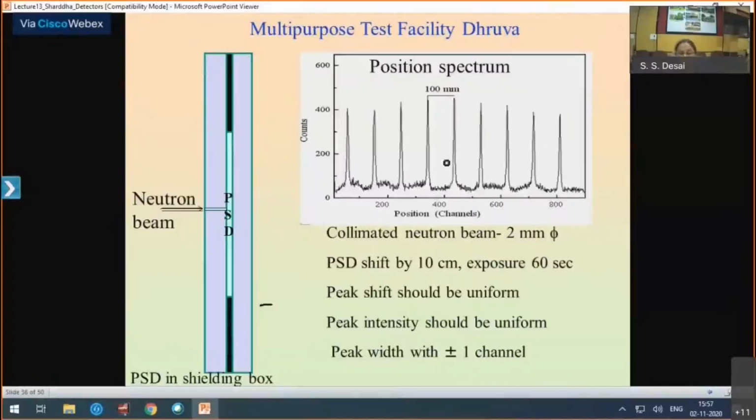So this is the uniformity of operation. Then again, all the peaks at all the positions should show the same neutron intensity. Now here the PSD is mounted inside the shielding, and a fine neutron beam is falling at one position. The detector is then shifted from one position to another. Every position is separated by 10 centimeters, a shift of 10 centimeters. Each exposure is nearly 60 seconds. So when your neutron exposure is the same, your shift is the same. This is the measure of detector uniformity.